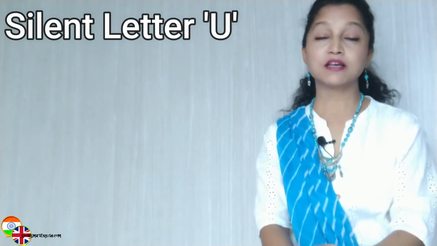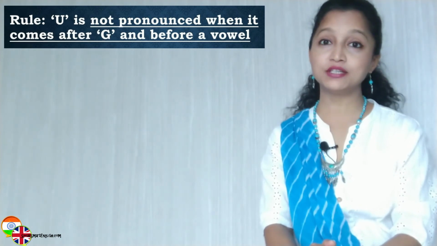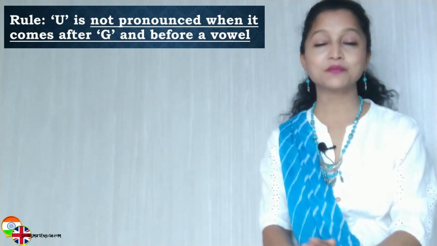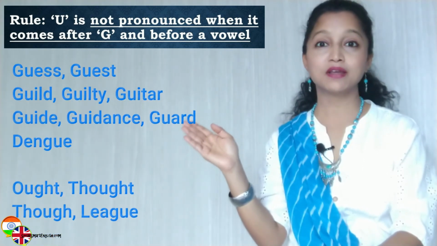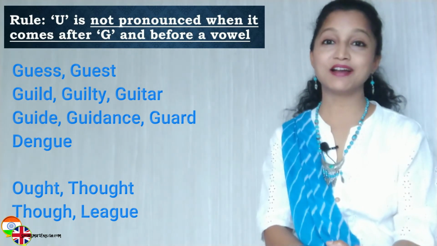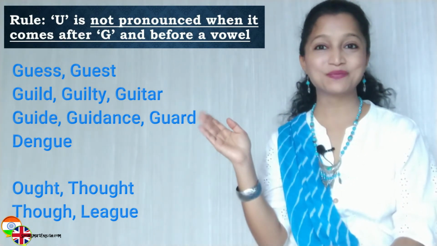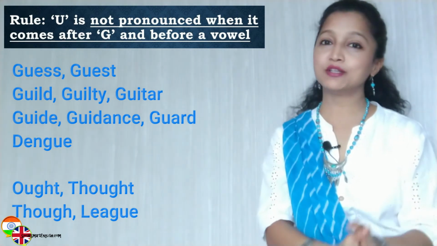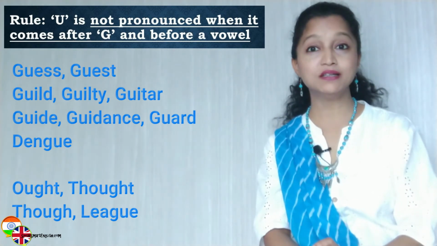The next letter is silent letter U. U is not pronounced when it comes after G and before a vowel. Like in these examples, guess, guest, guild, guilty, guitar, guide, guidance, guard, and even dengue. Also, in some other words like ought, thought, though, league, we don't pronounce U.